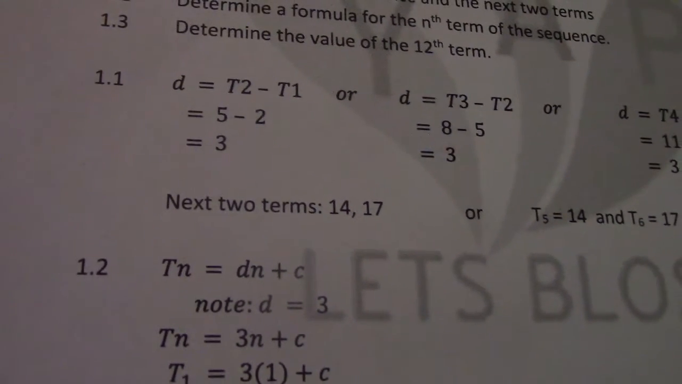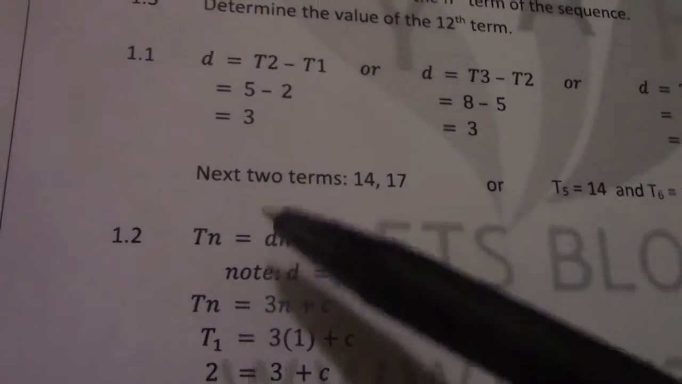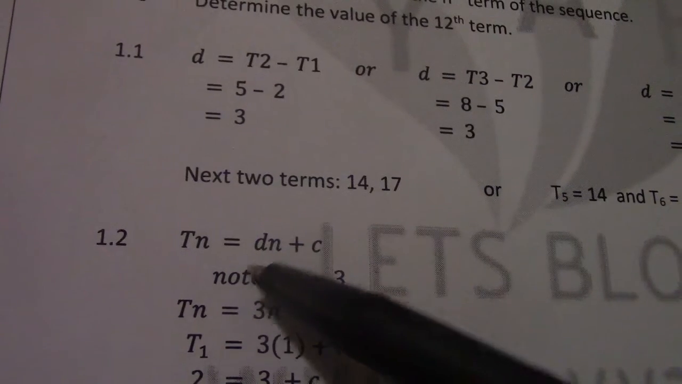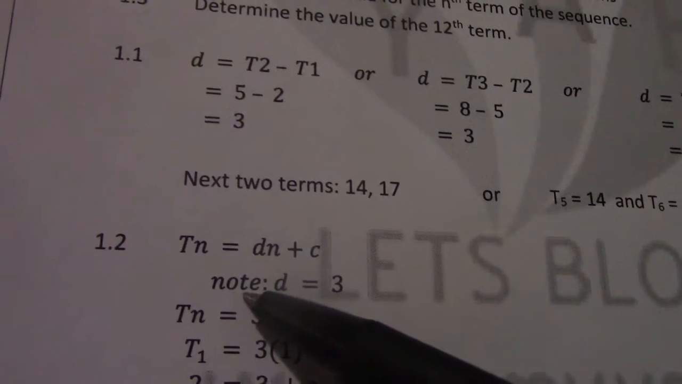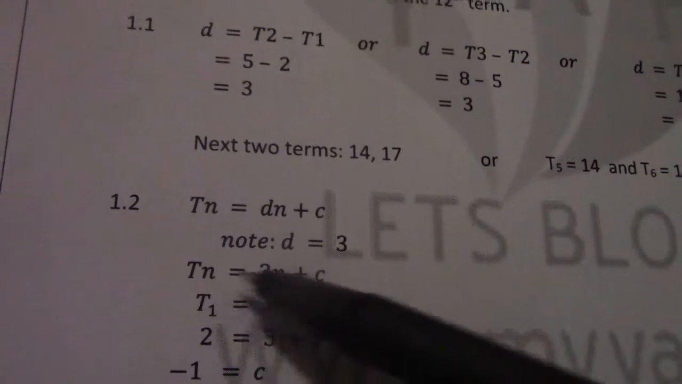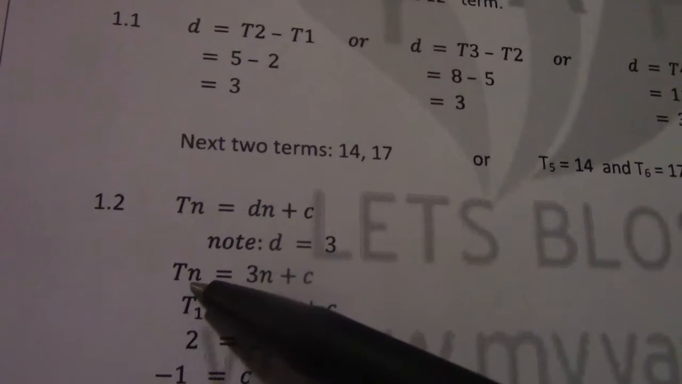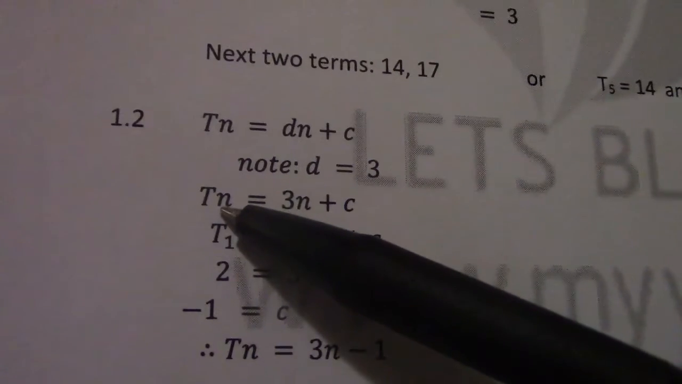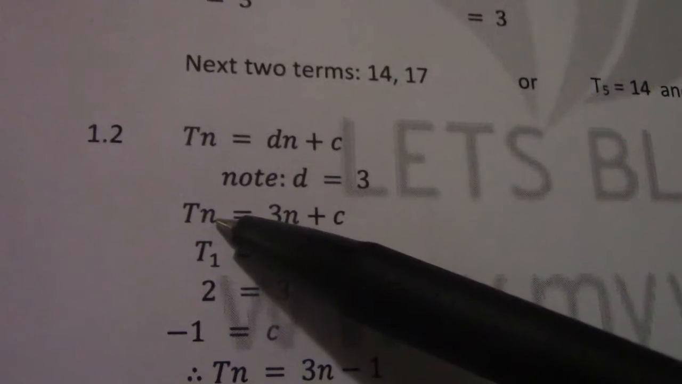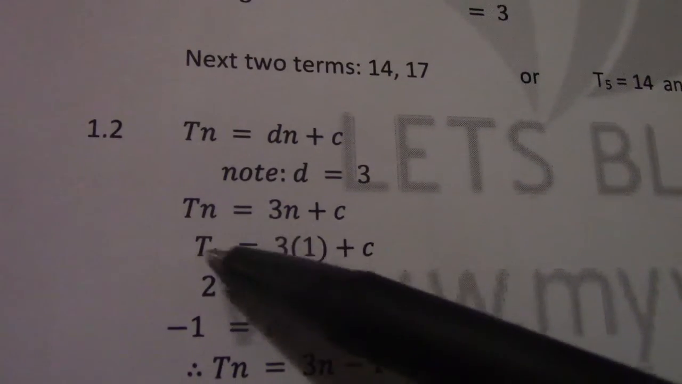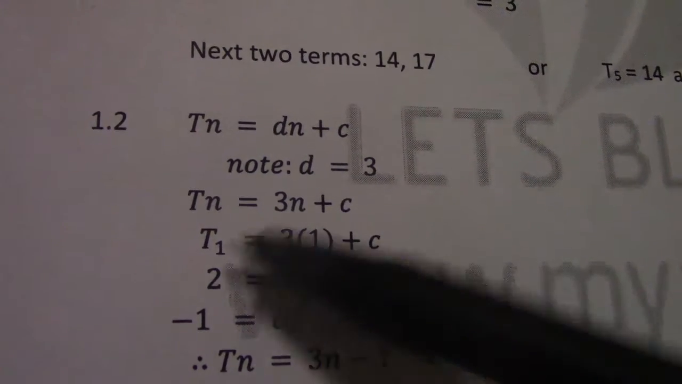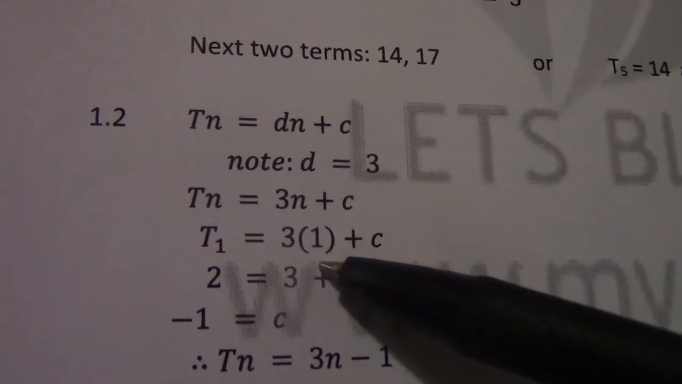1.2, they want us to determine a general term. To determine a general term, we will always use, for grade 10, Tn = tn + c. Note, above we found t equals 3, so I substitute 3 in the place of t. This becomes Tn = 3n + c. Then I'm using term 1, so wherever n appears, I'm going to put in 1.